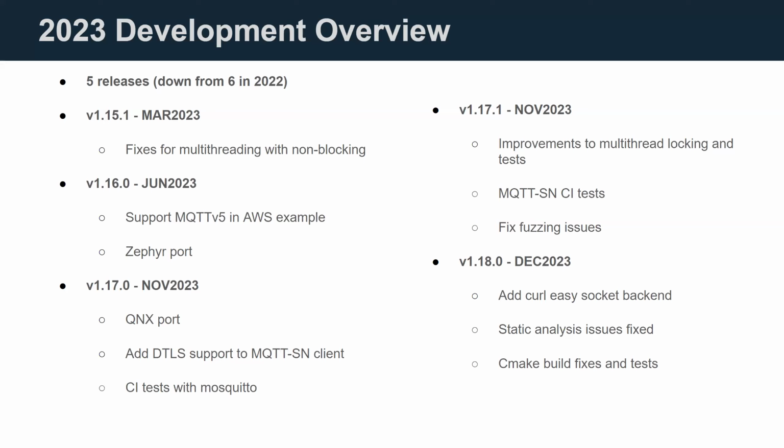AWS recently opened the MQTT version 5 broker to general availability. So we updated the AWS example to take advantage of that.